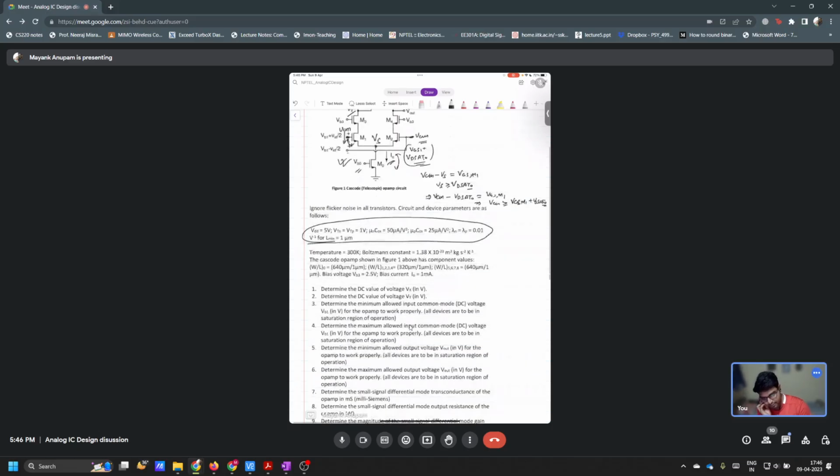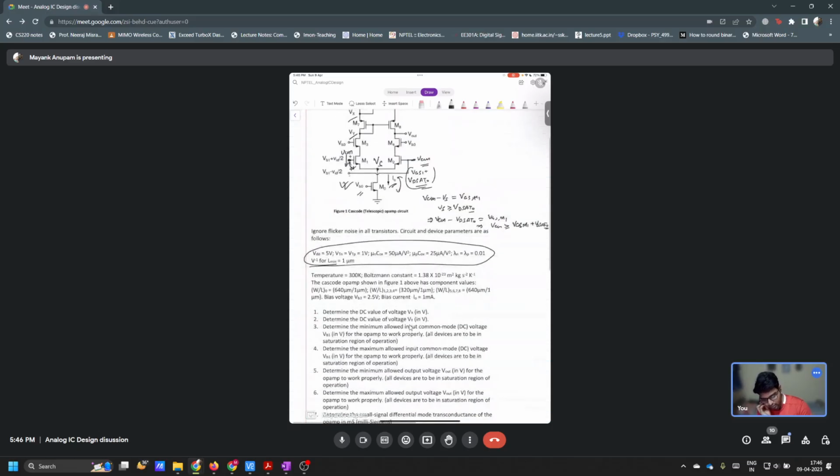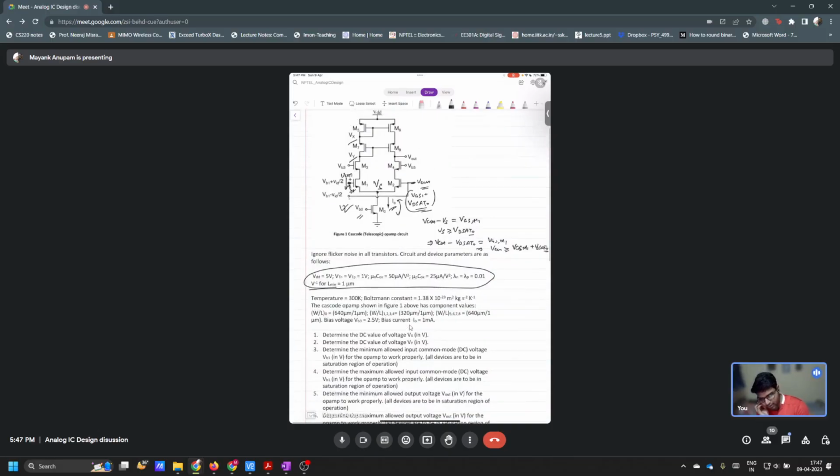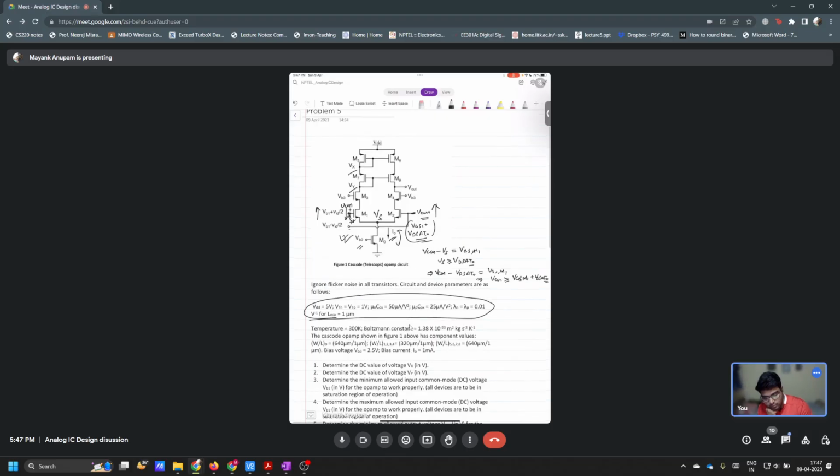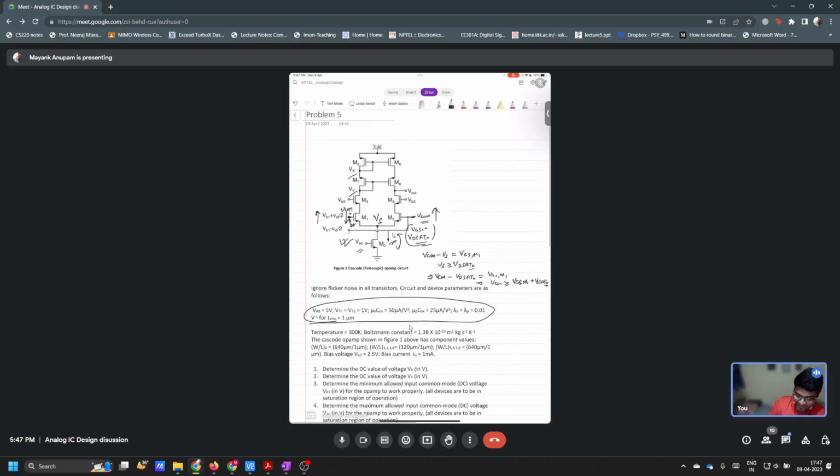Fine. So you were right. This is good. So what is the maximum value that VCM can go? What is the maximum value that VCM can go? When I ask what is the maximum or minimum, don't shoot the answers, please. Tell the procedure. I do not require the answers, I only require the procedure. M2 should be in saturation, sir. That's the VCM condition.